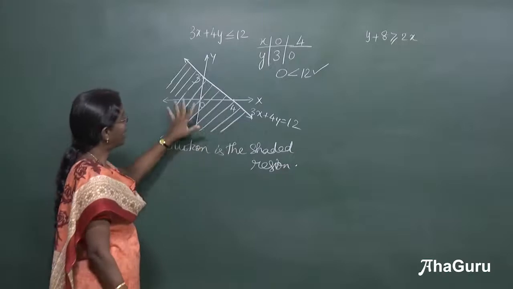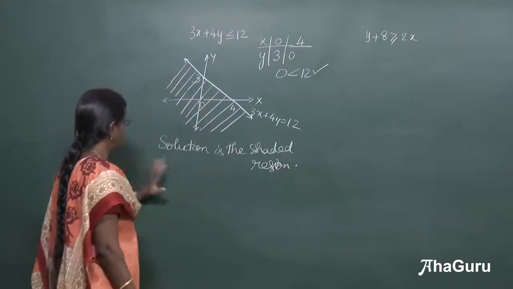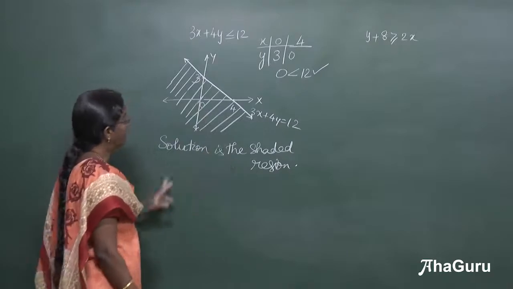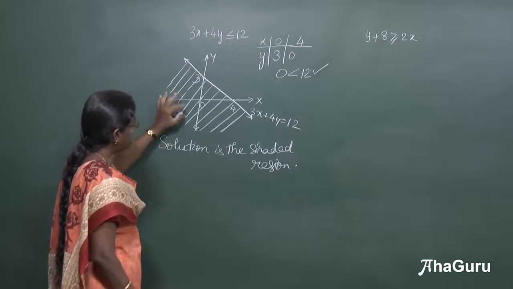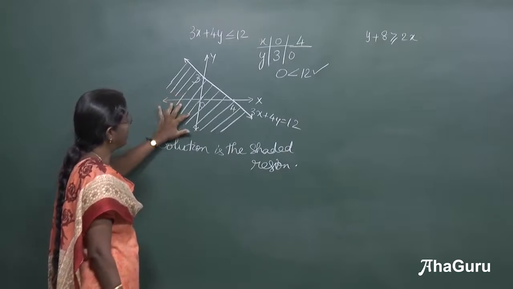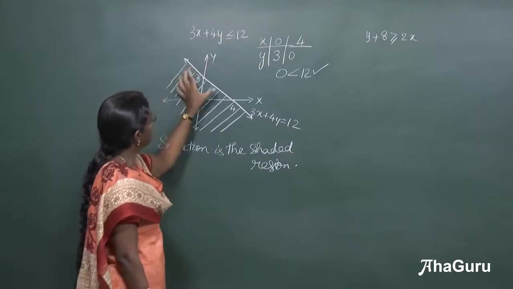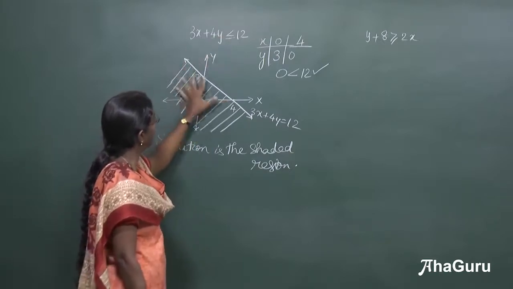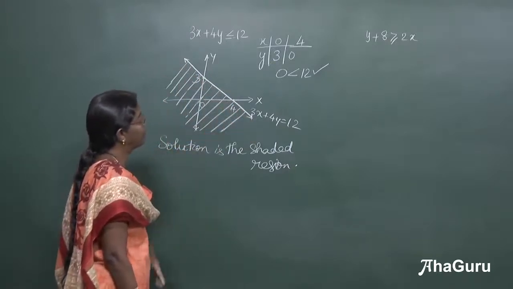Take a proper scale and then draw the graph, shade it properly, and write on the ruled side of the graph that the solution is the shaded region, meaning every x comma y in this shaded region will be satisfying the inequality. Equality will be satisfied by every point which lies on this line 3x plus 4y equal to 12.